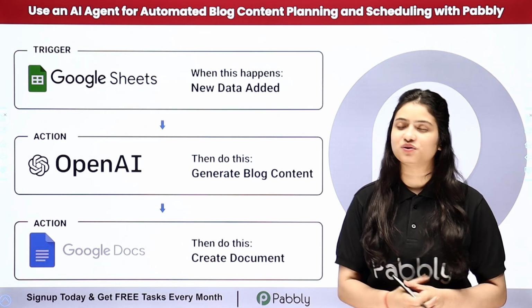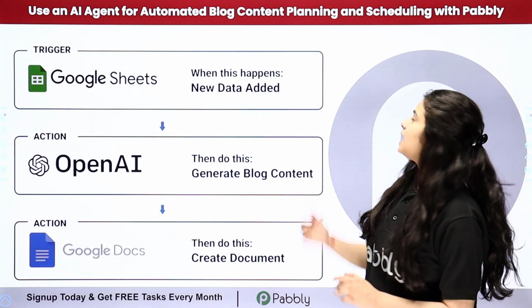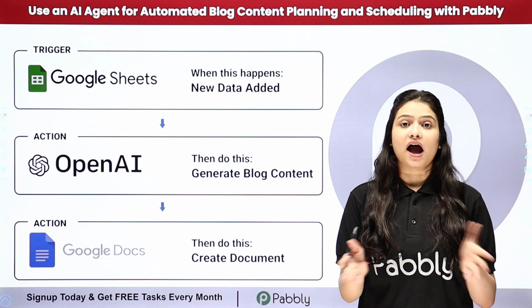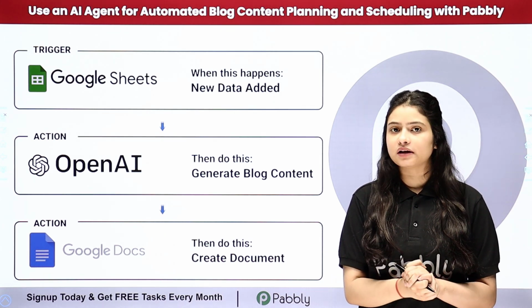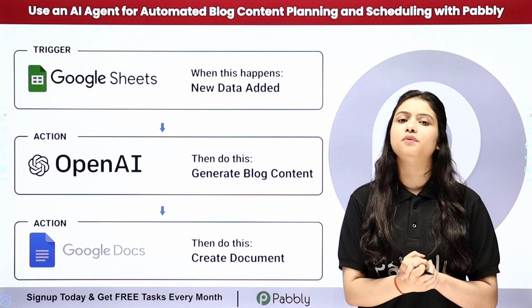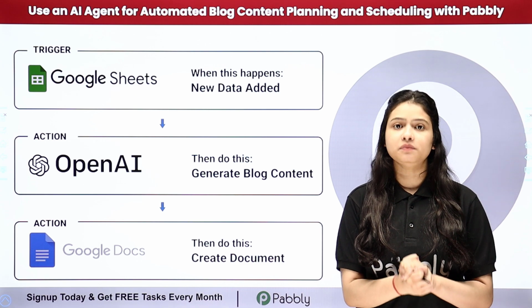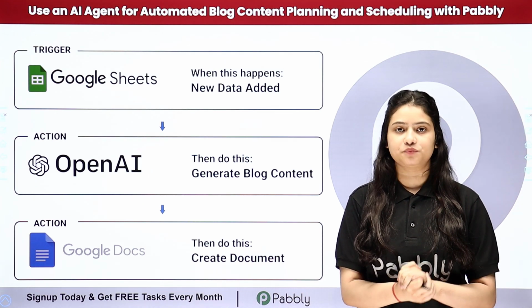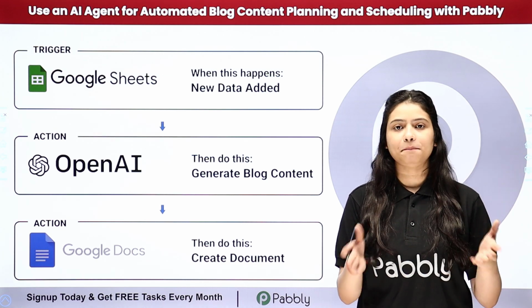In this video, we are going to learn how to use an AI agent for automated blog content planning and scheduling with Pabbly. So as a digital marketer and a content creator, I am receiving requests from multiple clients and businesses related to their blog posts. Manually handling each of their requests and generating a blog for each of them at the same time is a time-consuming process. Therefore, I have decided to automate it with the help of an AI agent and Pabbly Connect.